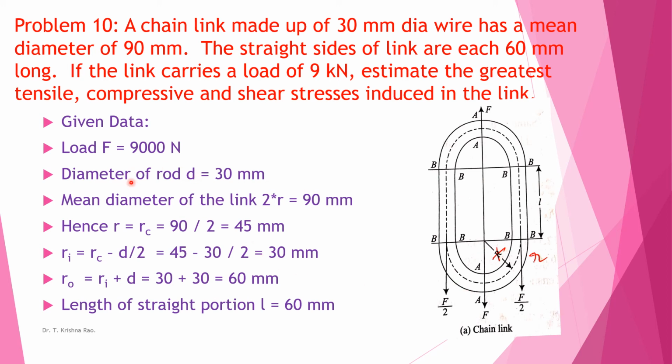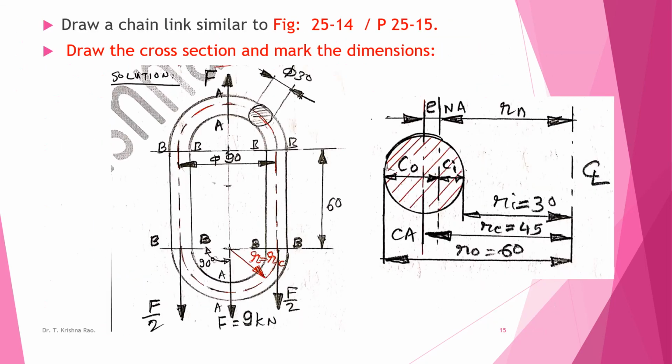So first we will find out the radius. The mean diameter is given, from the center of this side to the center of this side, which is 2R, 90, which gives us R as 45, which is nothing but RC. So Ri is RC minus d by 2. R0 is RC plus d by 2, or Ri plus d, any one you can do. Length of the straight portion: you can see here R0 is Ri plus the diameter. If you want Ri, from RC to the center of gravity, RC minus this half dimension I have to take. Half dimension is nothing but 15 mm.